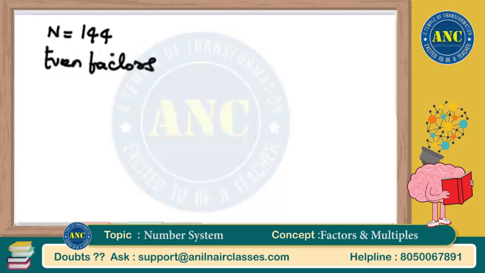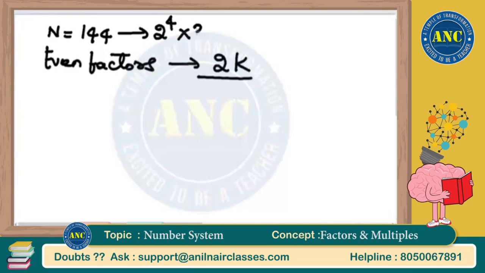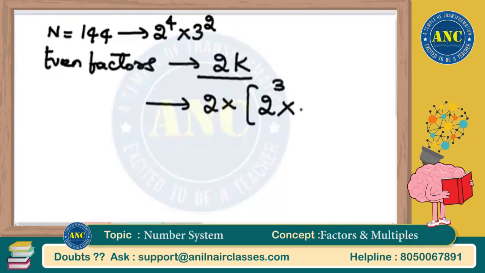What do you mean by even factors? Even factors should be of the form 2k. 144 is nothing but 16 into 9, which is 2 power 4 into 3 square. 1 2 is already there. How much is remaining? It is nothing but 2 cube. 3 square will remain as it is. All these numbers are multiplied by 2, and therefore it becomes an even factor.